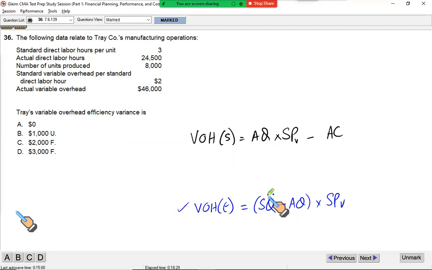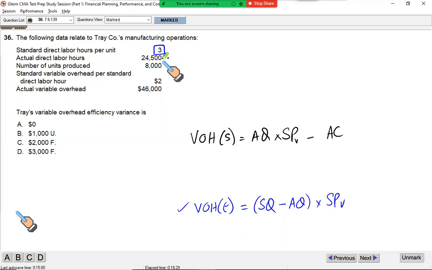Okay, now let us read the question. The following data relate to tray companies' manufacturing operations. Standard direct labor hours per unit: each unit takes 3 standard labor hours. That's the standard allowed. I told you they will be standard given. So each unit should take 3 labor hours. That is the standard. Actual direct labor hours used were 24,500.